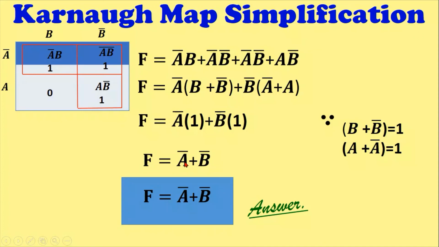Further, there is no axiom applying on this step. So further we could not simplify this one. We could not take common, and there is nothing more. So this one is your answer, and we get the answer after simplifying the Boolean expression with the help of Karnaugh Map. So this one is the answer.